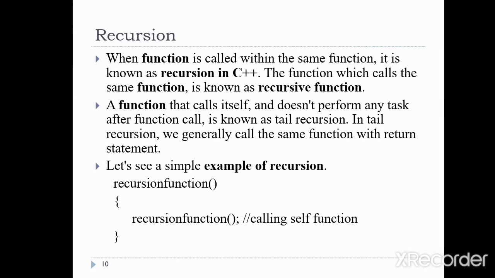It reduces the size of code, and a very simple example of recursion is a recursive function which computes the factorial of a number. The factorial of a number n is the product of all whole numbers between 1 and n. For example, 4 factorial is 1 into 2 into 3 into 4, that is 24. The factorial function is shown. We can see the example.